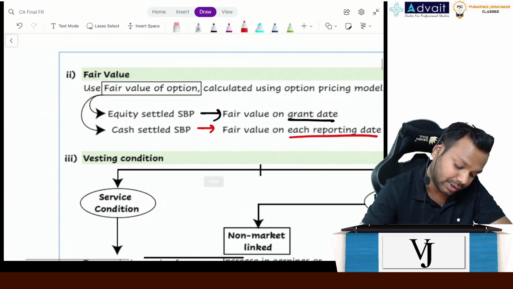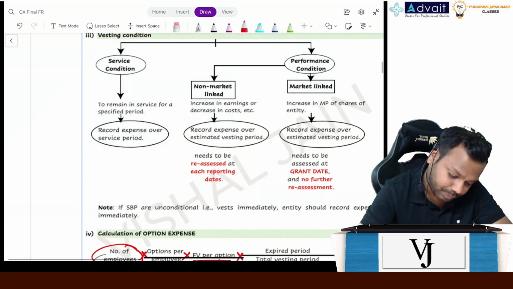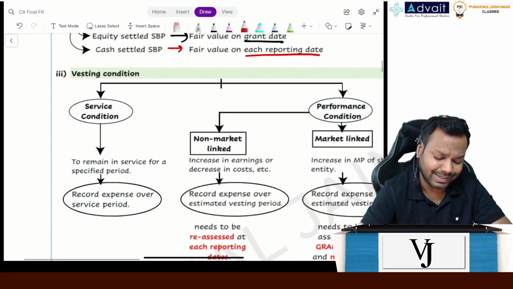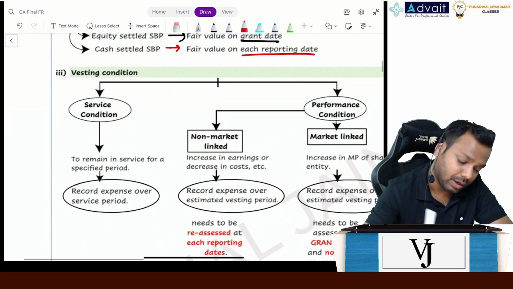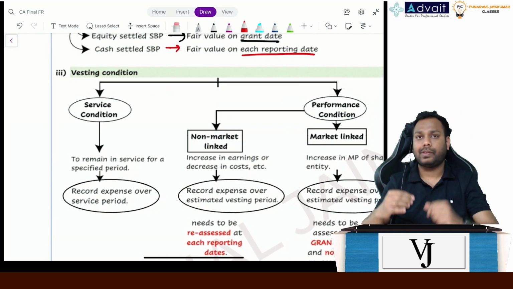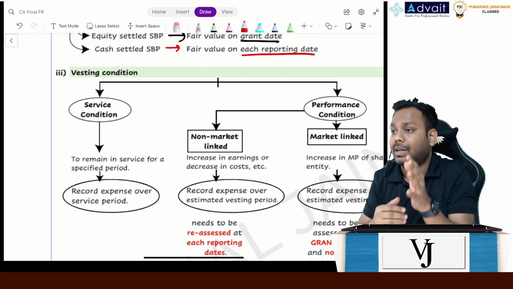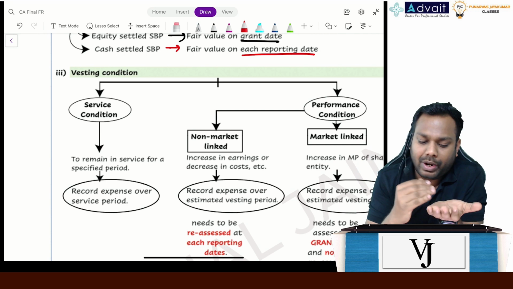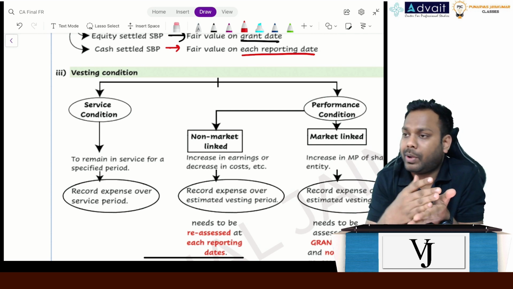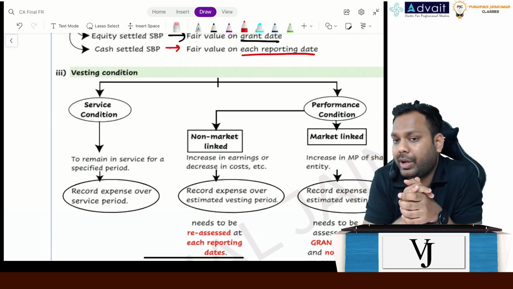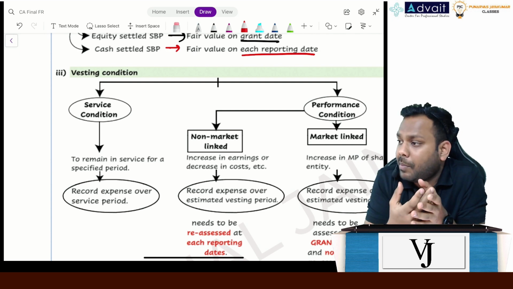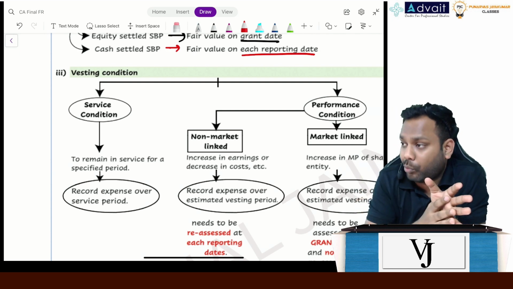Okay, fair enough. Now, coming to vesting conditions. Understand, as I told you, during the vesting period the vesting conditions have to be satisfied. Whenever we give share-based payments to employees, why do we give them? Basically, share-based payments are given to employees to retain them over a longer period.